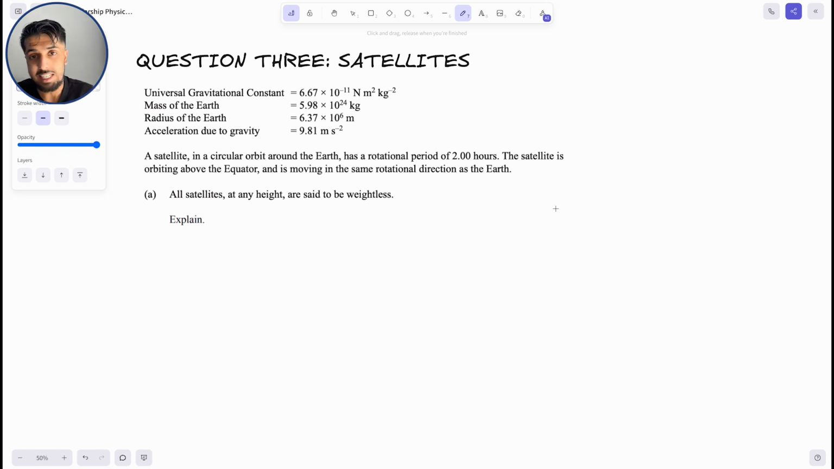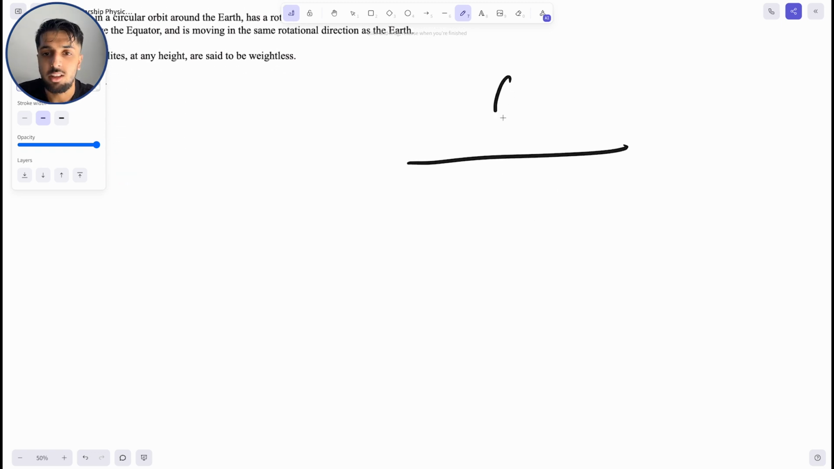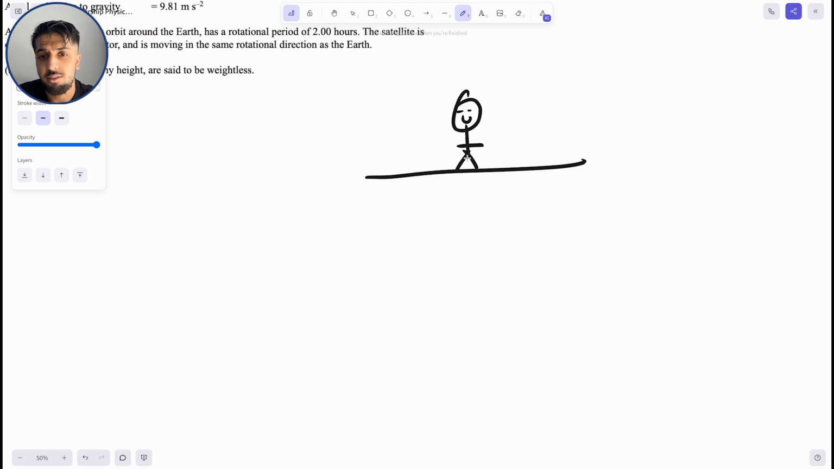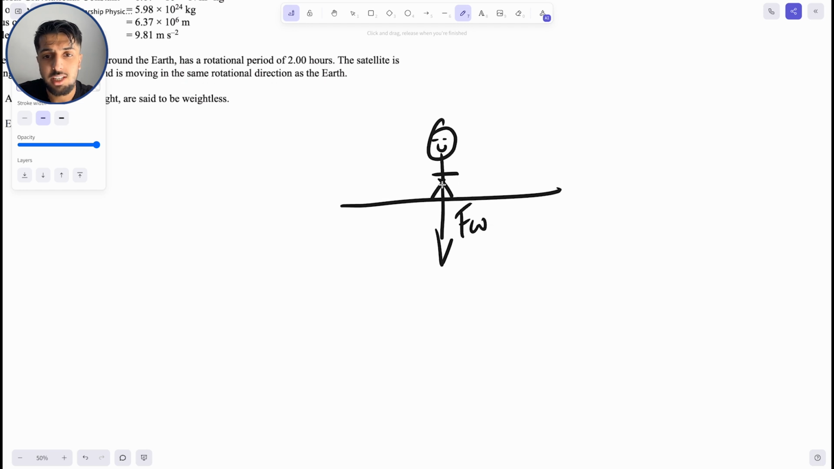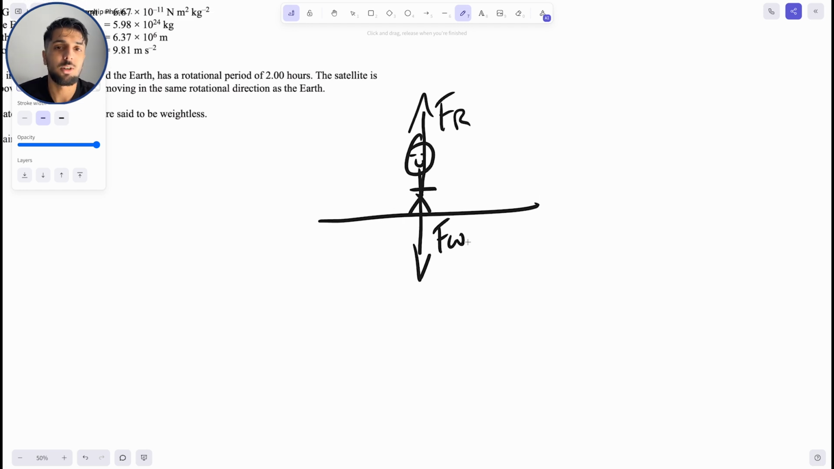As we know, the satellite is not actually weightless because it still has a weight force acting on it, but the sensation of weight that you feel every day comes from the reaction force. So if we have a little dude right here standing on the ground, he is going to have a weight force acting downwards like this, but there is going to be an equal and opposite reaction force that is accelerating him up. This is what gives the sensation of weight. However, as satellites are in constant freefall around the Earth, there is no reaction force acting upon them, and therefore they are considered to be weightless.